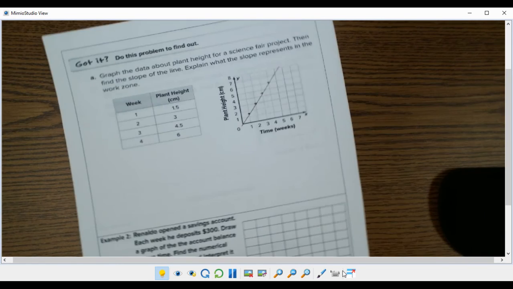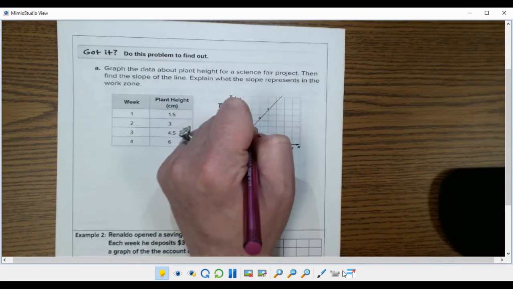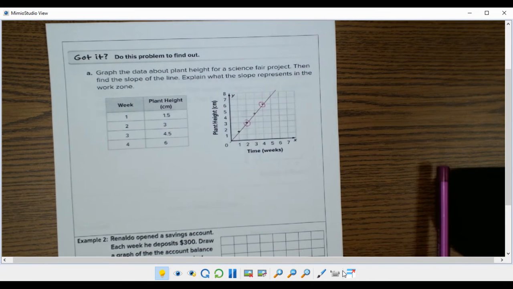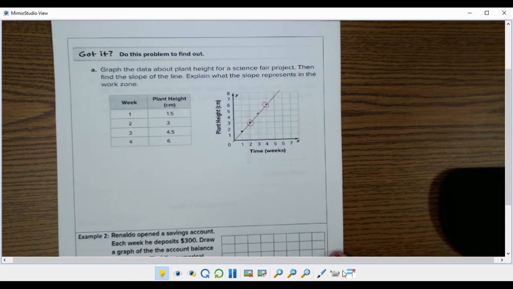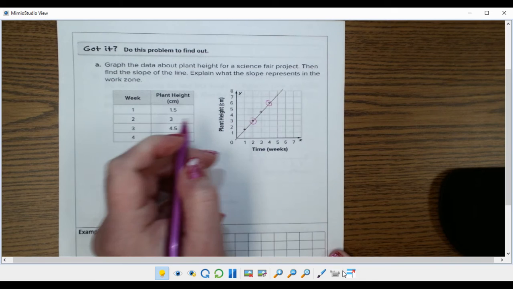Now, what does that straight line tell me? It's a constant rate of change, which means I can find slope. The height grew by the same amount each week. Okay, so we kind of started talking about this already. You need to find 2 points. Let's go for those 2, okay? And we're going to subtract their vertical numbers. So here, this is at 6, and this is at 3.